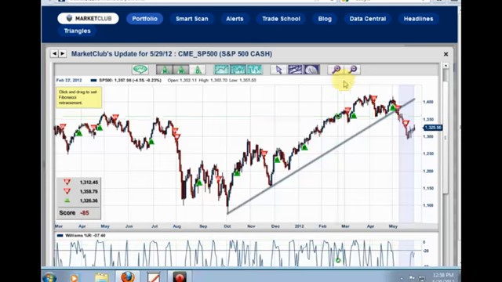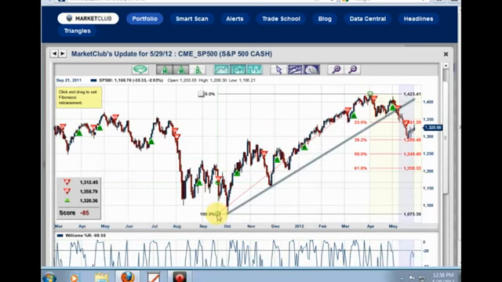Okay, so the Fibonacci retracement, we want to take it from the highs we talked about down to the lows, and that comes in at 1209. Isn't that remarkable? So we've got a 1200, right around the 1209 area as a target zone.